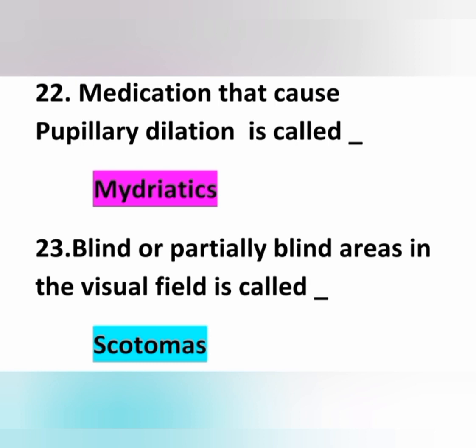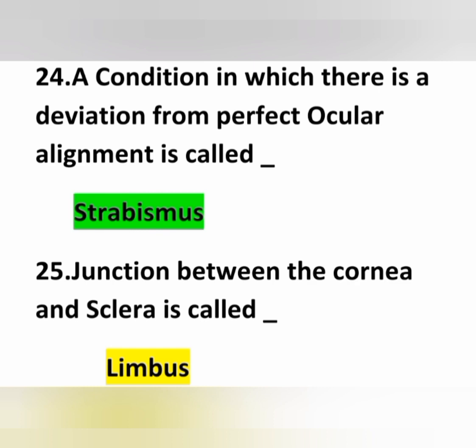And next point, blind or partially blind areas in the visual field are called scotomas. That is blind or partially blind area in the visual field. And the next point, a condition in which there is a deviation from perfect ocular alignment is called strabismus. And the next point, junction between cornea and sclera is known as limbus. So junction between cornea and sclera is known as limbus.